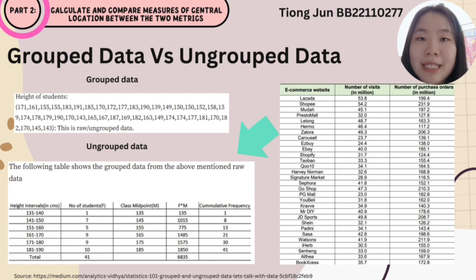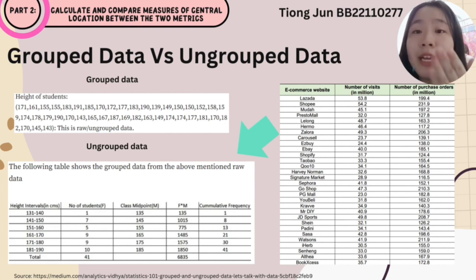My part is about the calculation and comparison of the measures of central location of the two metrics, which are mean and median. Before the calculation and comparison, I would like to briefly go through the formulas used. Let's begin. There are two types of data, which are grouped and ungrouped data.